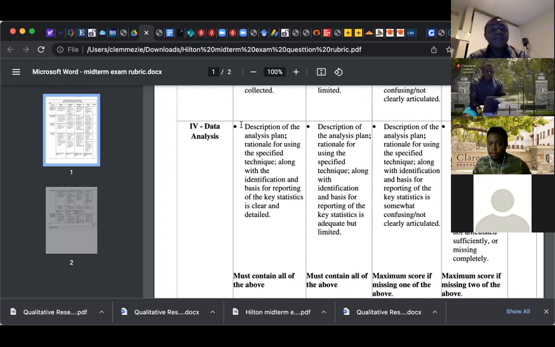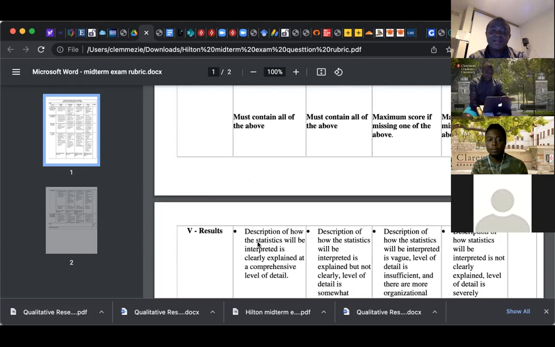So if you're writing a research question, most times you have to consult literature to know how others handled the situation in the past. So, description of the analysis plan, rationale for using the specified technique, whether you are going for a t-test, say you have only 2 groups. So I'm going to, since I have 2 groups, use a t-test and then look at the p-value to know where the difference lies, using ANOVA. So you have to give a rationale along with the basis for reporting the key statistics.